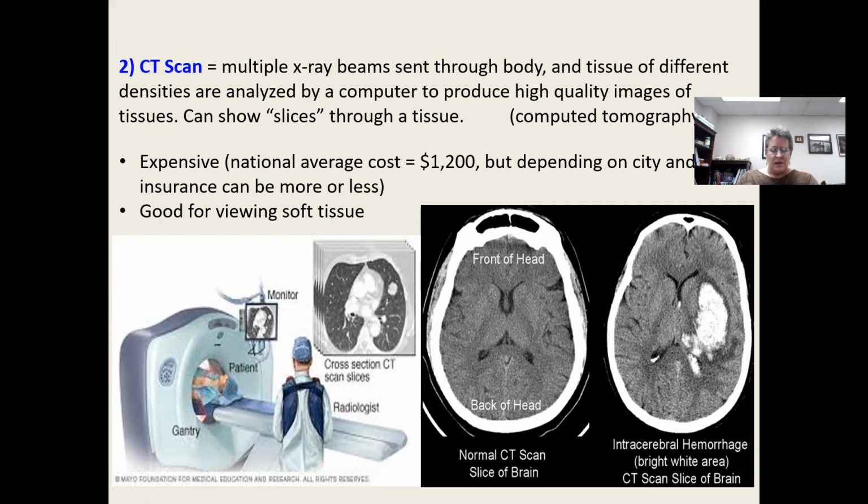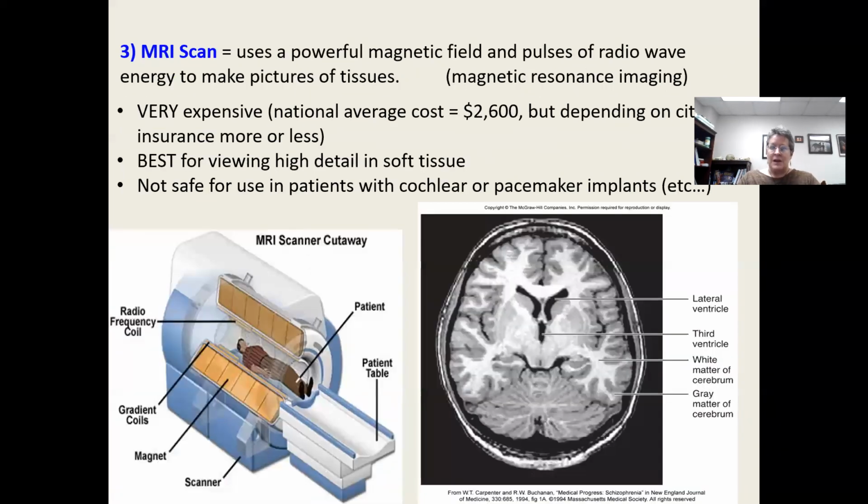Now, the best imaging technique for soft tissue is going to be an MRI, magnetic resonance imaging. So it uses a very powerful magnetic field and radio wave pulses to take pictures of a tissue. It's probably the most expensive imaging technique, but it is going to be the very best for soft tissue detail.